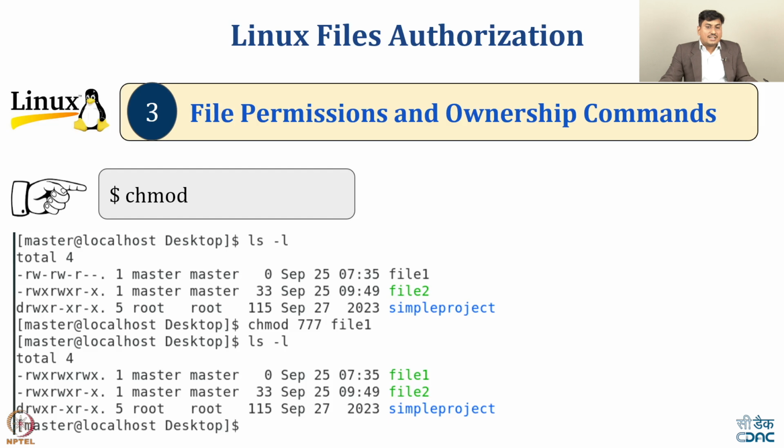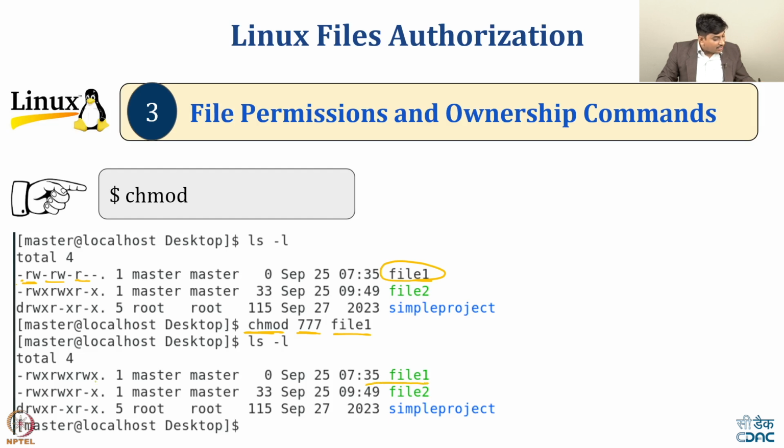So let's take another example with the octal or numeric way. If I want to give all permissions like read, write, execute, initially there was only read and write for the user and the group, but only the read permission for others. Now with this command, chmod 777 and this particular file 1, it means that we are giving all permissions, read, write, execute, to all.